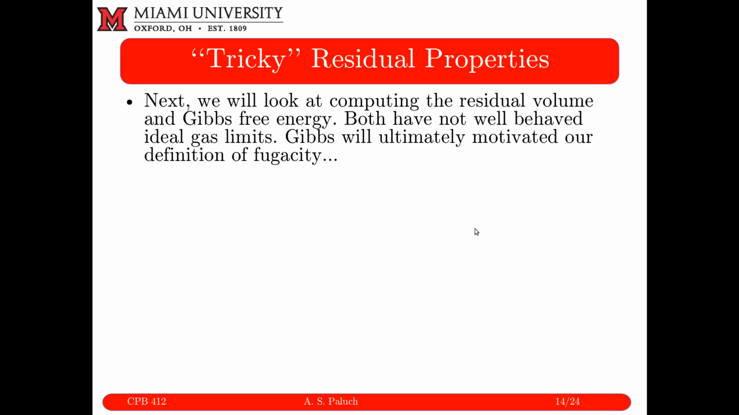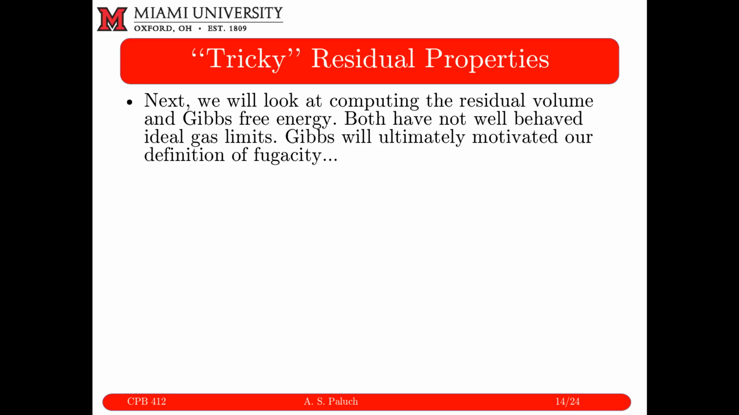Okay, now we talked about residual properties, and one of the relationships we took advantage of in working out the expressions to calculate HR and SR using the cubic equation of state was that in the ideal gas limit, my residual enthalpy and entropy are equal to 0. That's also true for internal energy, but there are two exceptions. Of our friends on the last slide, the exceptions to the rule are going to be GR and VR.